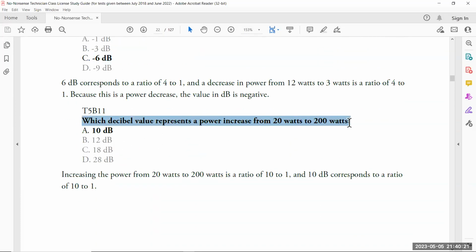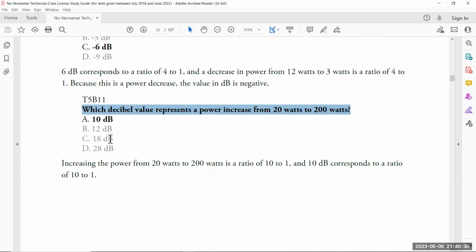All right, so these are the actual questions in the question pool. This is what it will look like. Again, bear in mind, in the actual exam, they may reorder the questions. What is A, what is B, what is C, and D, right? So don't try to remember it as the first answer in the list. They do reorder them. So which decibel value represents a power increase from 20 watts to 200 watts?